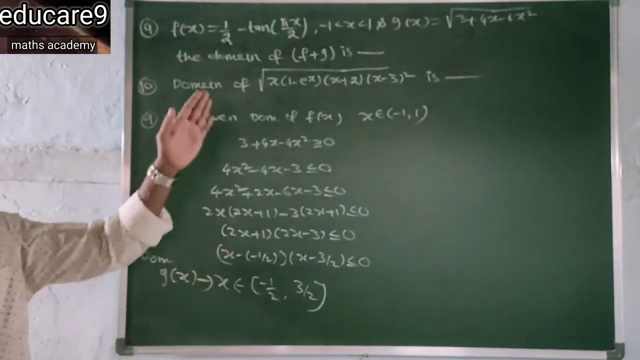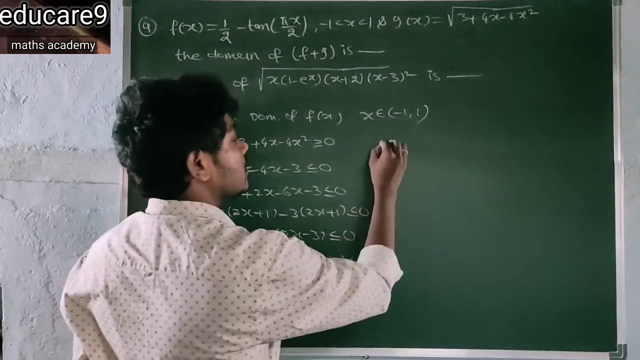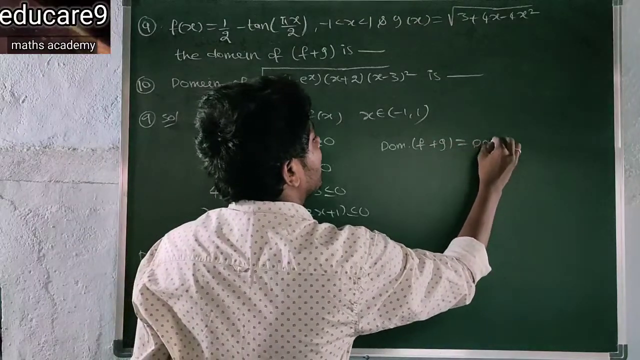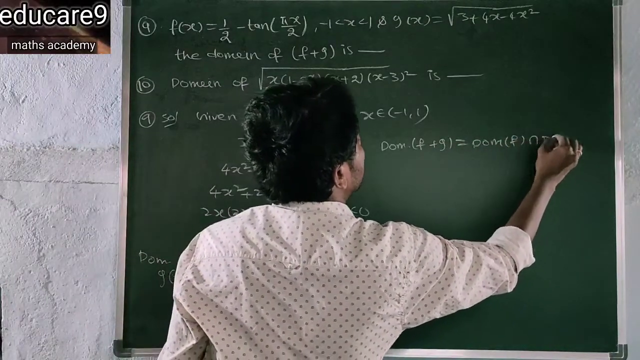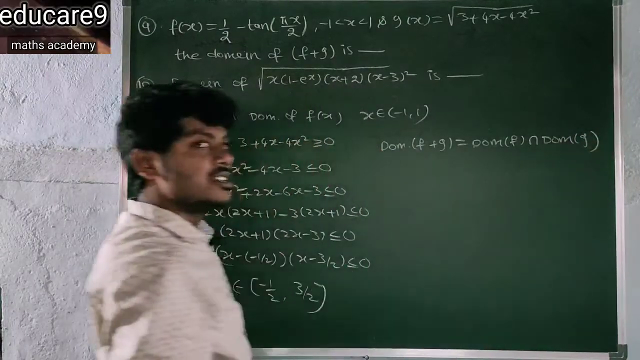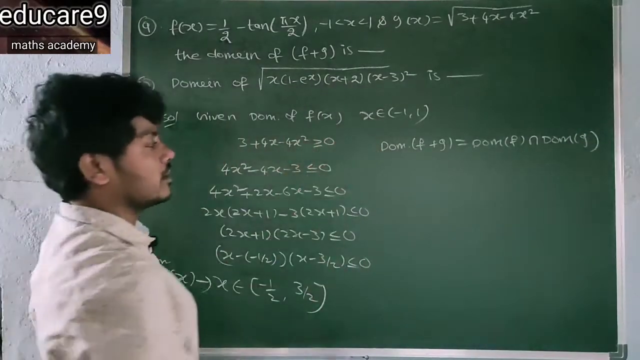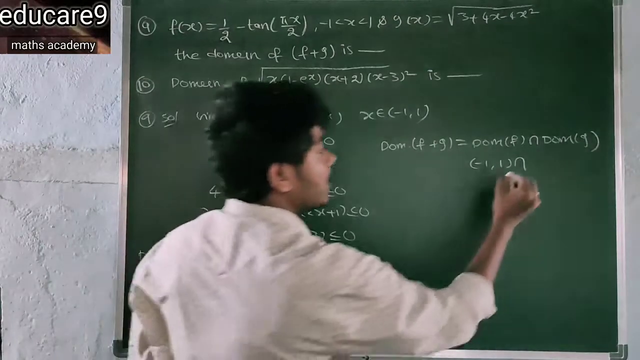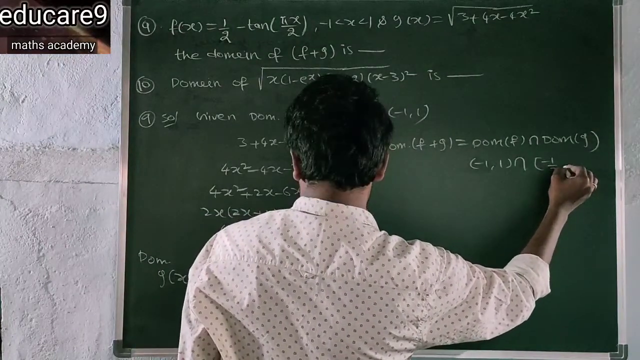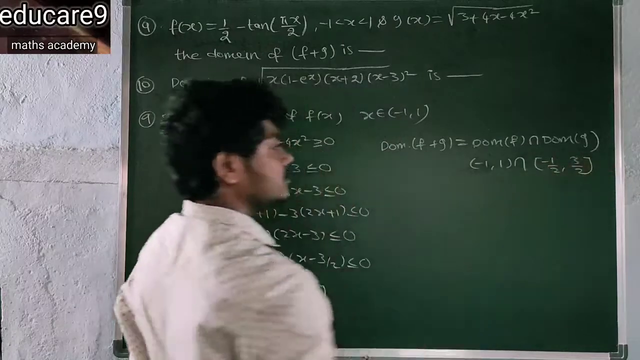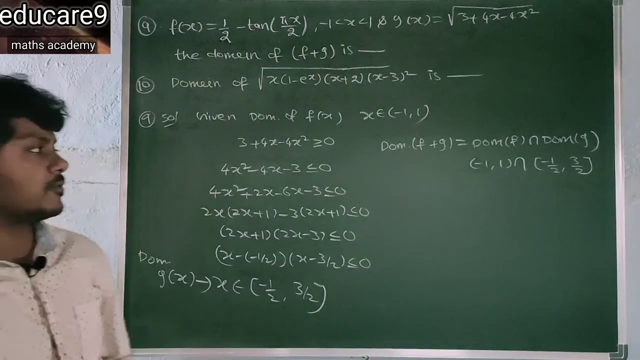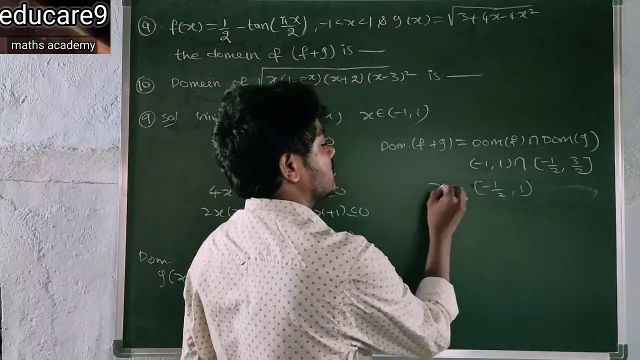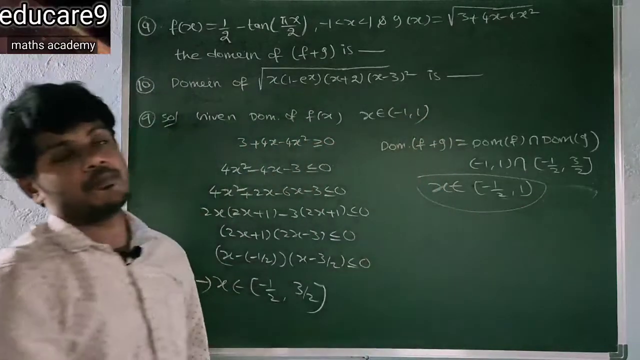Now find the domain of f plus g. So the domain of f plus g is the domain of f intersection the domain of g. So what is the domain of f? Minus 1 to 1. So minus 1 to 1 intersection minus 1 by 2 to 3 by 2. So what is the intersection part of these two? Minus 1 by 2 comma open 1. So this is the domain of f plus g.